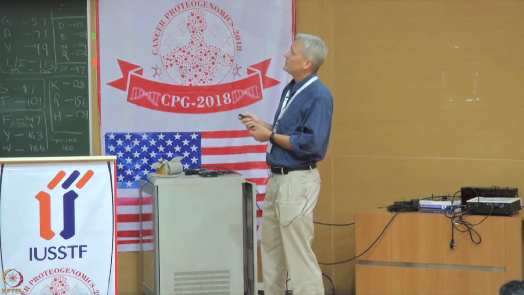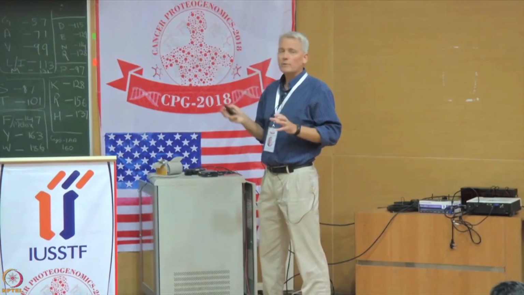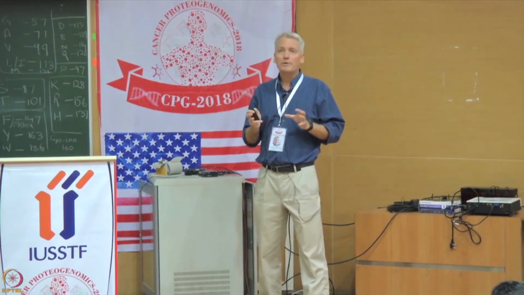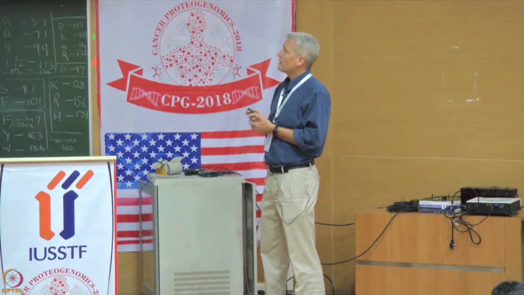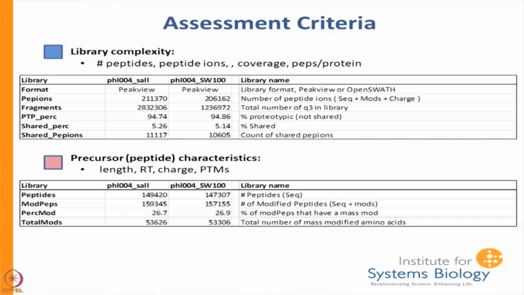This is the PHL, the Pan-Human Library, and this is taken from all these different experiments. Everything was run on a pretty modern instrument, the AB SCIEX TripleTOF 5600, and you can see that there are some 211,000 peptide ions. Again, a peptide ion is a primary sequence plus modification plus charge. And there are almost 3 million fragments.